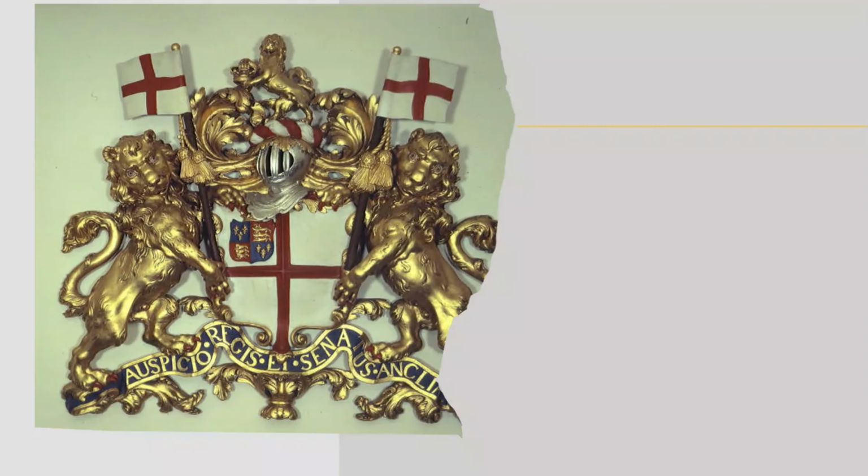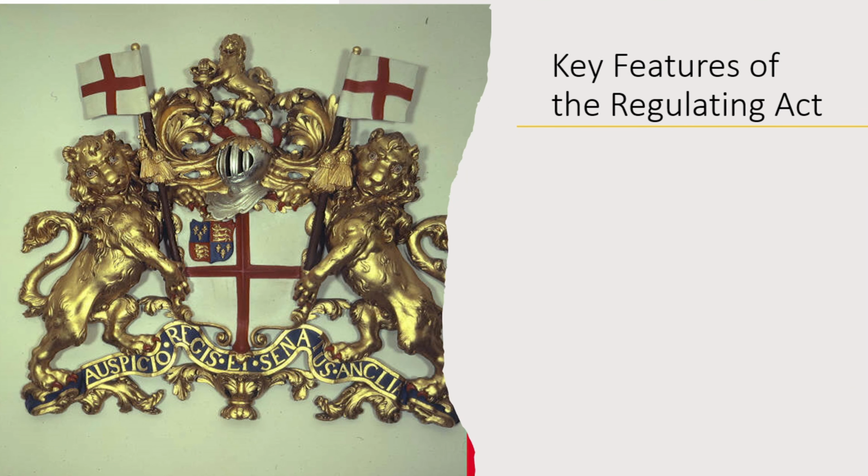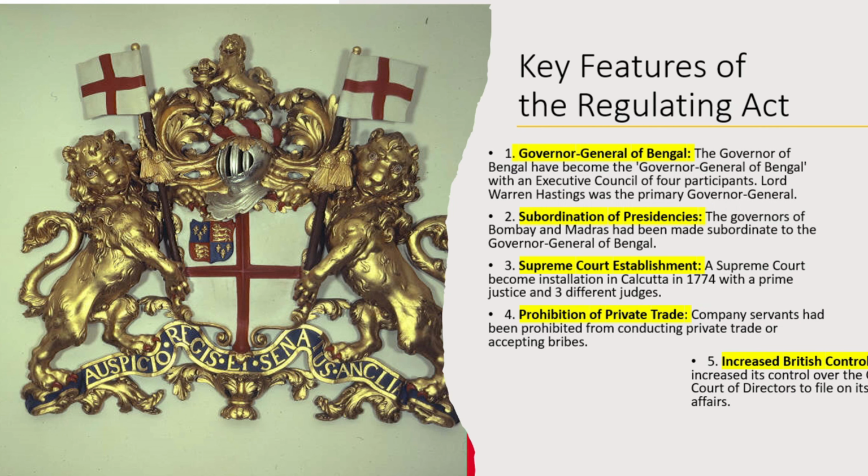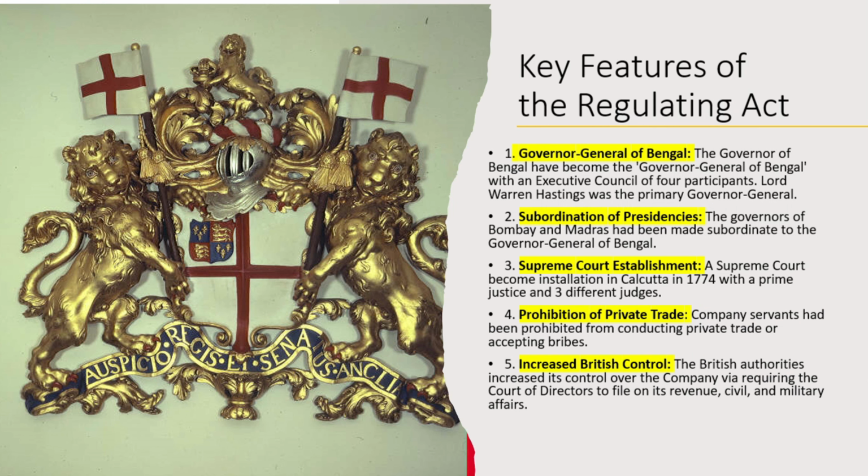Key features of the Regulating Act. Governor-General of Bengal. The Governor of Bengal became the Governor-General of Bengal, with an executive council of four members. Lord Warren Hastings was the first Governor-General. Subordination of presidencies. The governors of Bombay and Madras were made subordinate to the Governor-General of Bengal. Supreme Court establishment. A Supreme Court was set up in Calcutta in 1774 with a Chief Justice and three other judges.